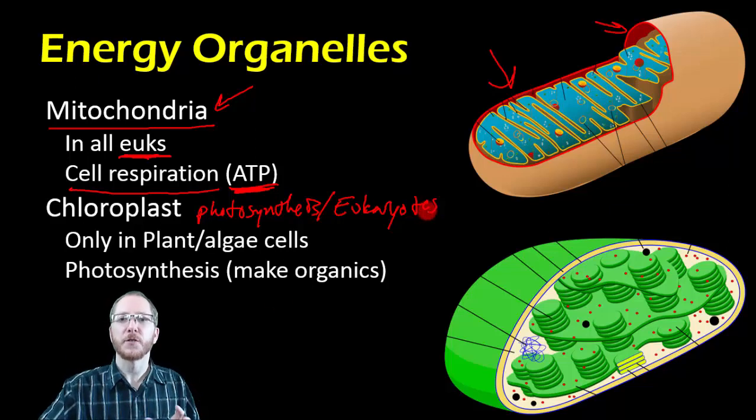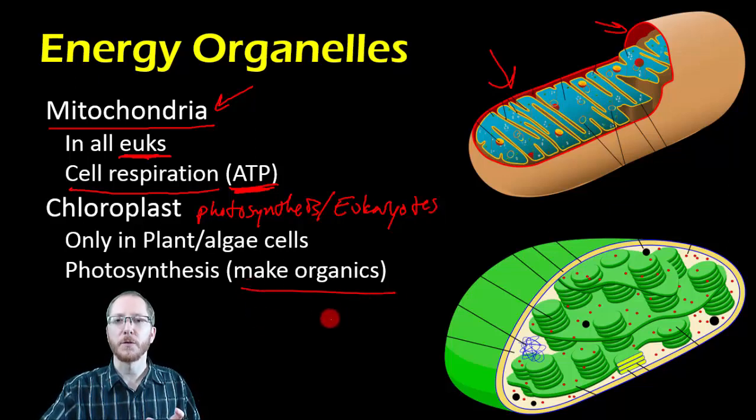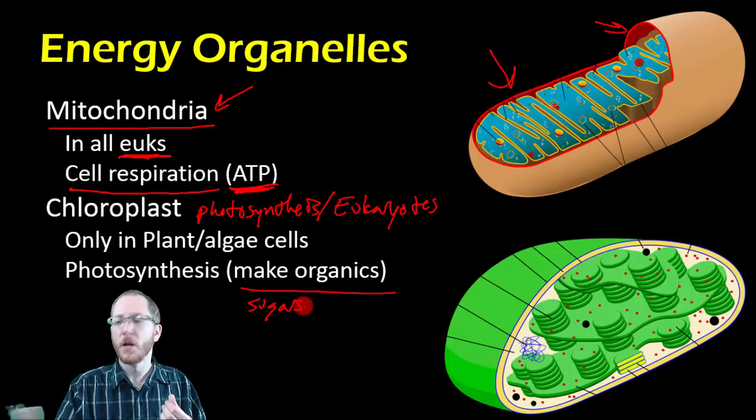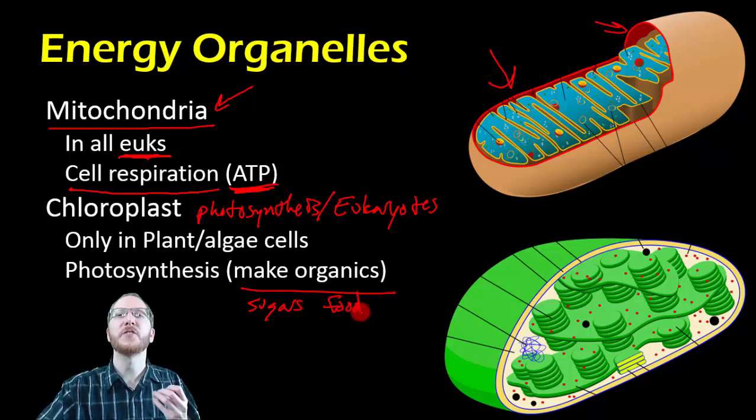Now, these guys will do photosynthesis, and so they're going to make these organic molecules. So typically they're going to make sugars, and these sugar molecules can then be converted to be fats, proteins, whatever else the organism needs. So the common way you might see people say this too is it makes food for the cell. And that food can then be broken down via mitochondria, via cell respiration, to ultimately provide ATP or energy for the cell.